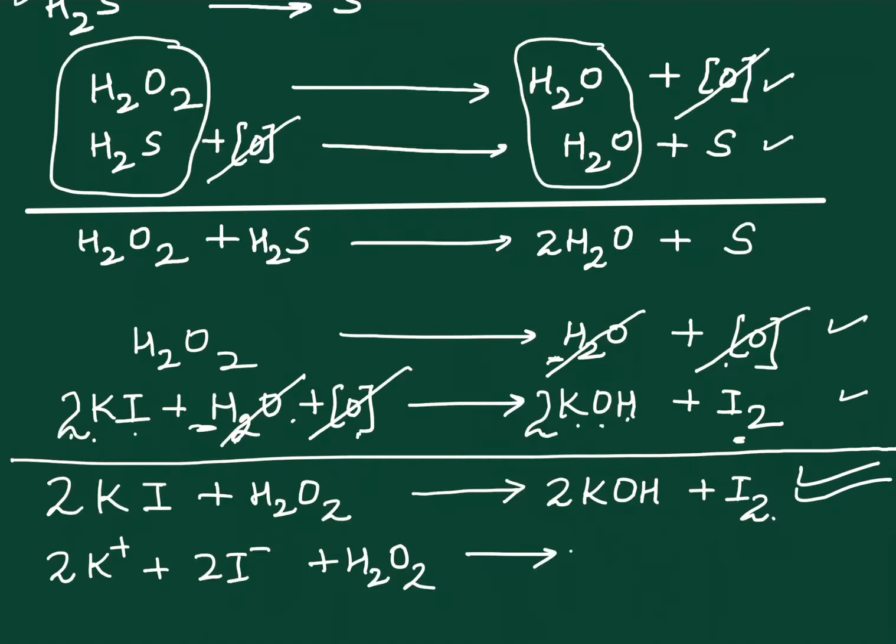What will you get then? 2K positive plus 2OH negative plus iodine. And what do we do? Cancel out the equal ions on both sides. So we are left with 2I negative plus H2O2 gives you 2OH negative plus iodine.